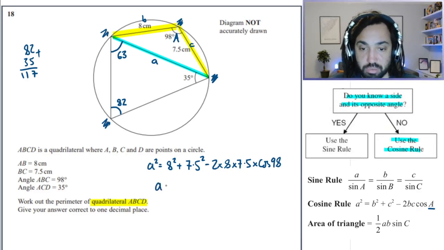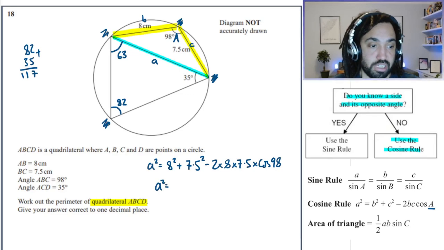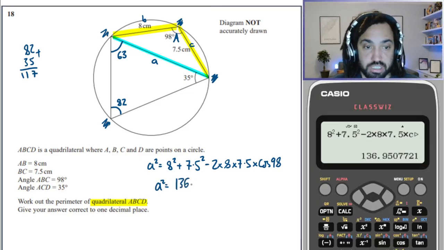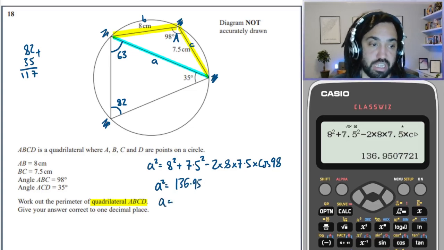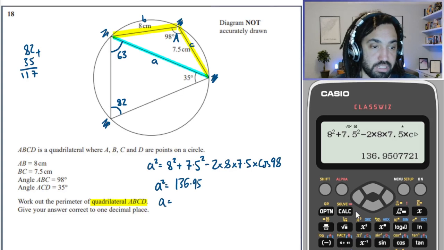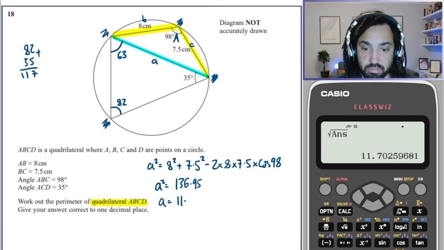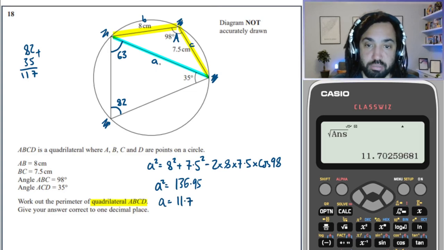Okay, so we can find out what that is just using our calculator. This gives us 136.95, so then we can find a by just taking the square root of that. So we get 11.7. Okay, perfect. So this is now 11.7.